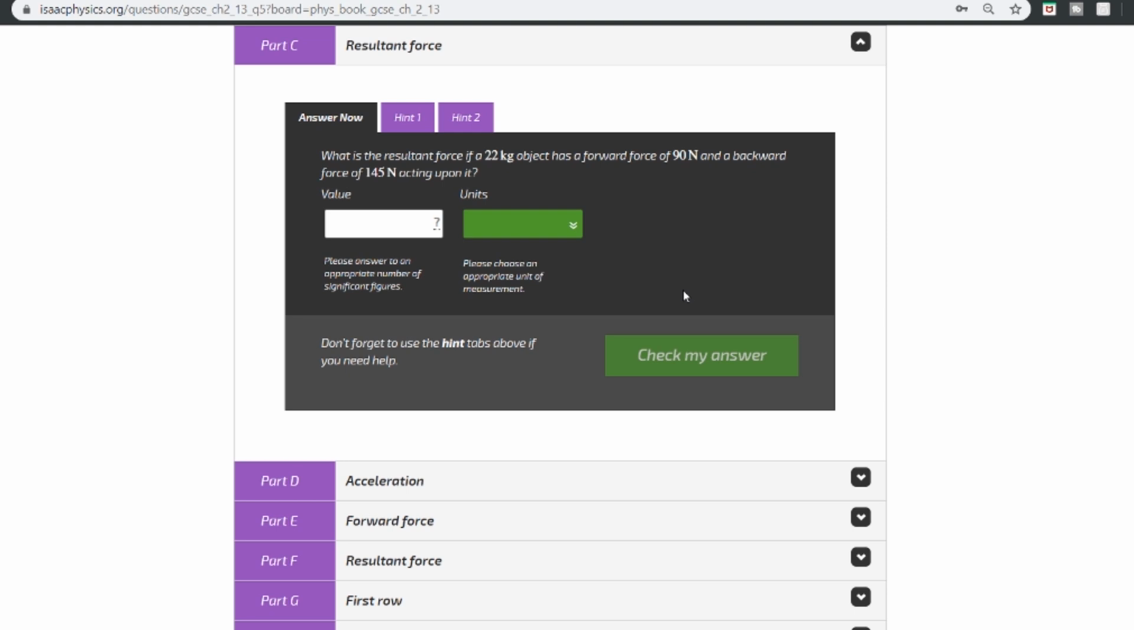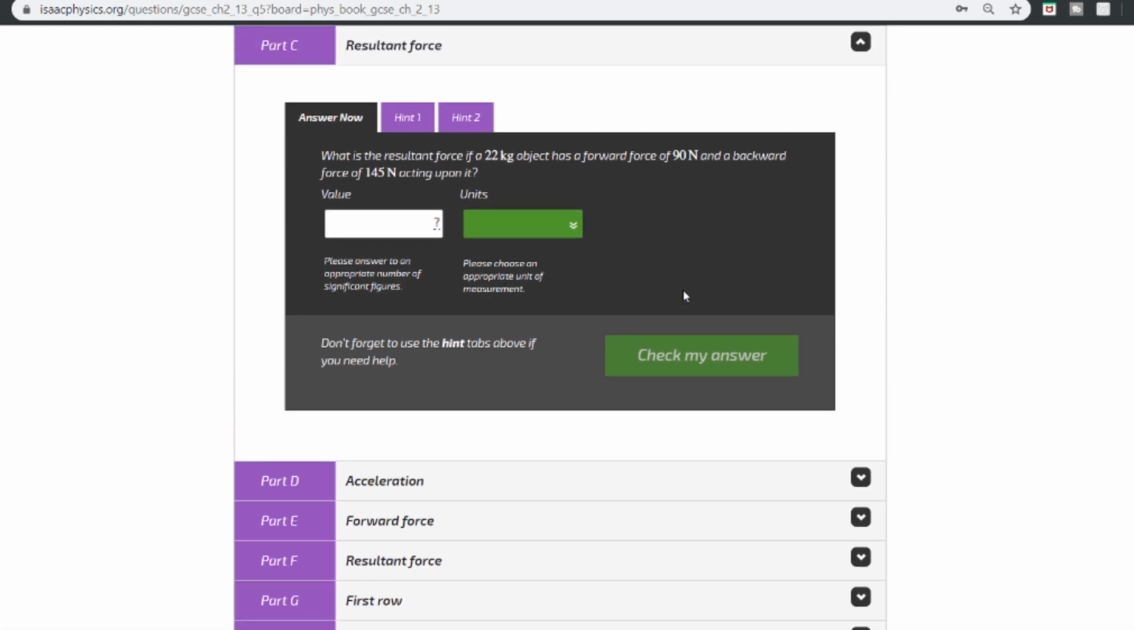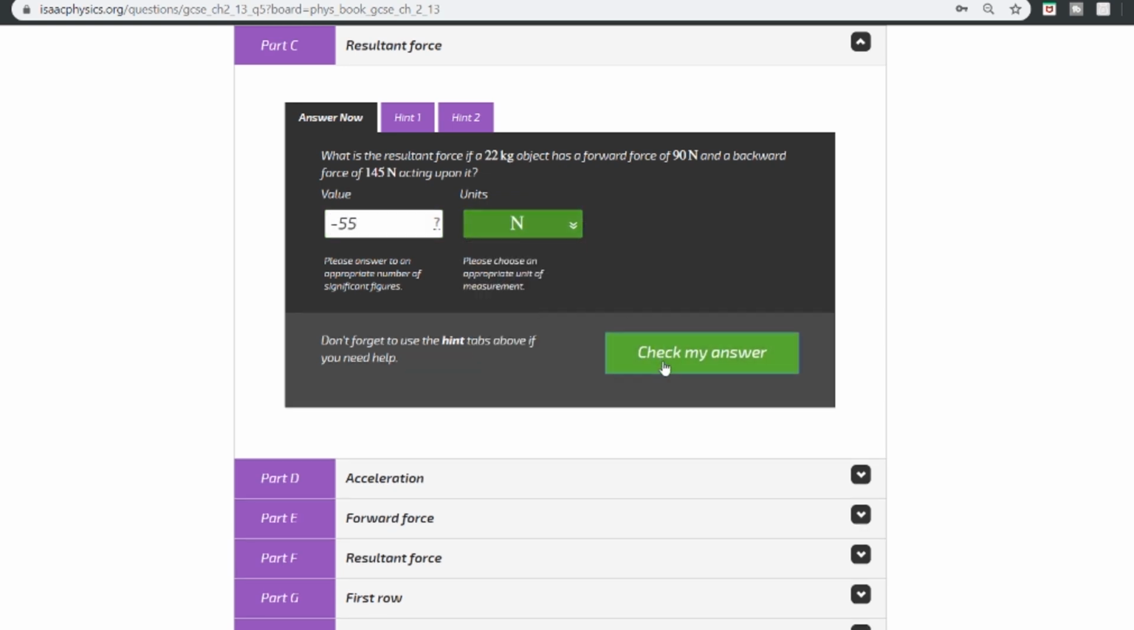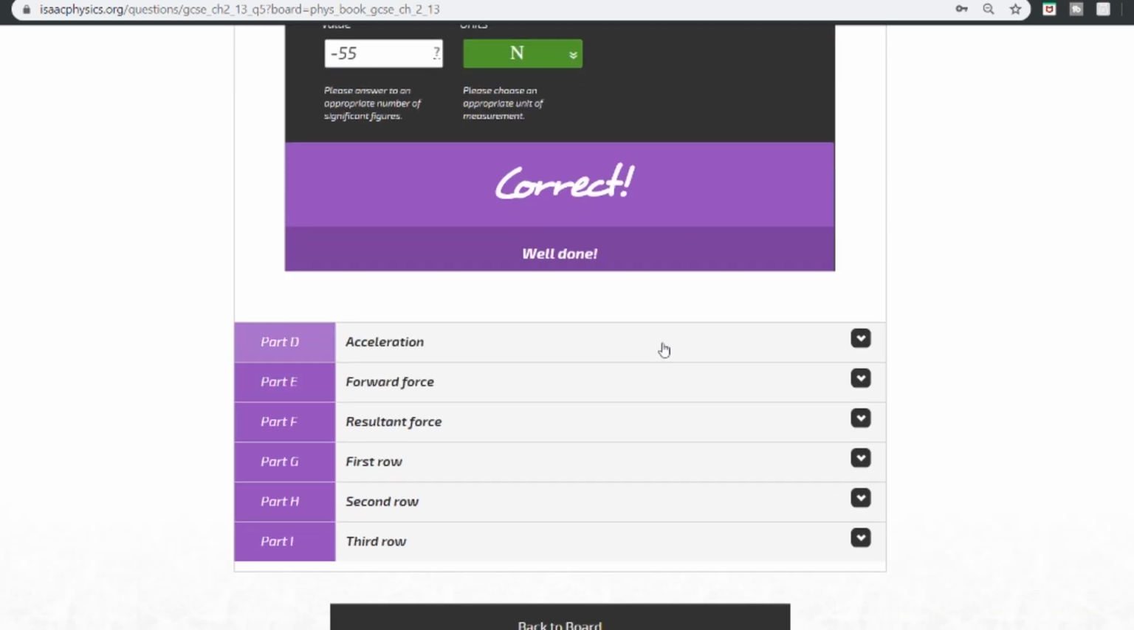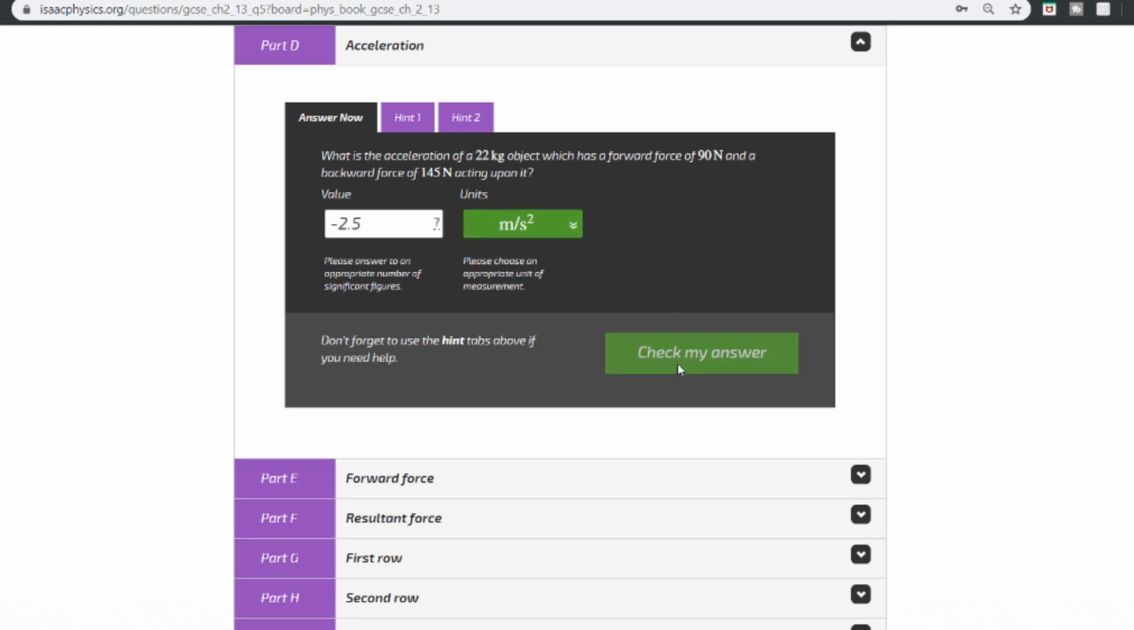For part C, the resultant force acting on the 22 kilogram object is minus 55 newtons. What's the acceleration of this one here? That we calculated, because it's got a negative resultant force, is going to be a negative acceleration of minus 2.5 meters per second squared.